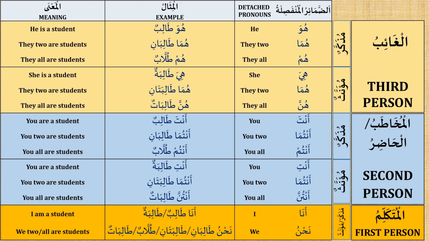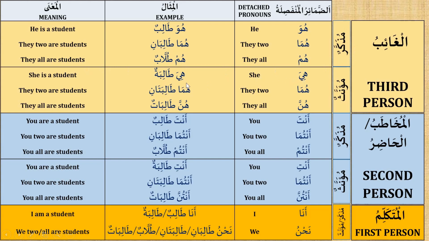Now let's use them in a sentence. Huwa, he, huwa talibun, he is a student. Huma, they two, huma talibani, they two are students. Hum, they all, hum tullabun, they all are students. These 3 are مذكر, masculine.